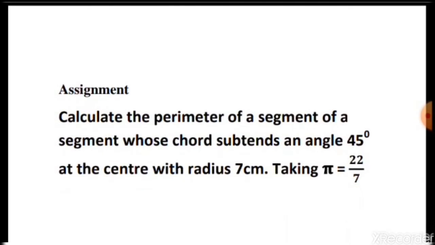Please make sure you do your assignment, and by the time we meet next, we will look at the solution to the assignment, and from there we will go into the next subtopic, which is going to be area of a sector.